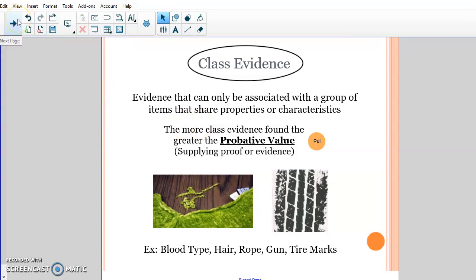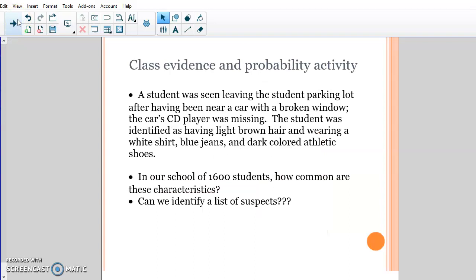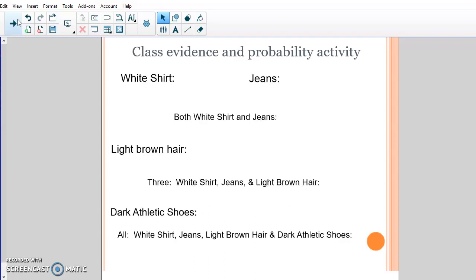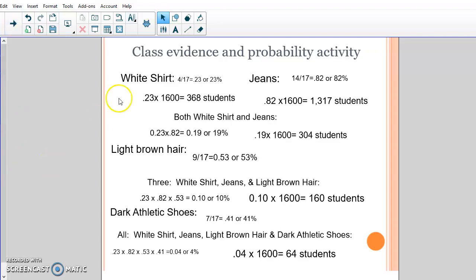So let me also give you another example of how class evidence works. A student is seen leaving the student parking lot after having been near a car with a broken window. The car's CD player was missing. The student was identified as having light brown hair, wearing a white shirt, blue jeans, and dark-colored athletic shoes. So, in our school, which has 1,600 students at Goldwater, how common are these characteristics? So how can we use this to narrow down our suspect pool? So I'm going to give you an example of how this works.